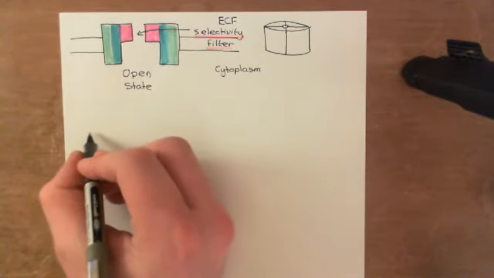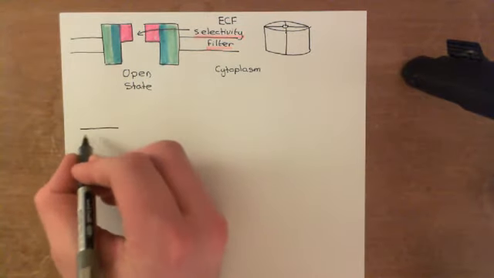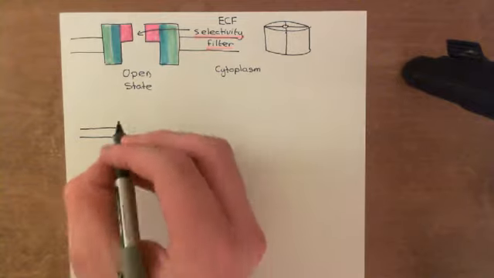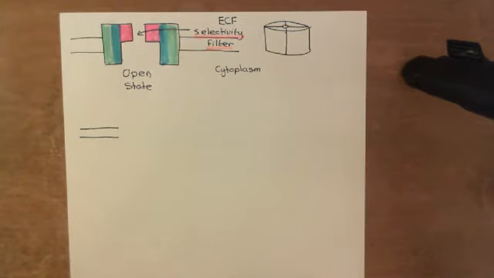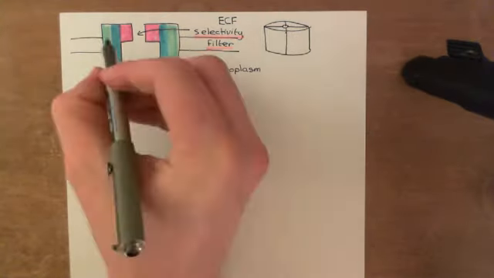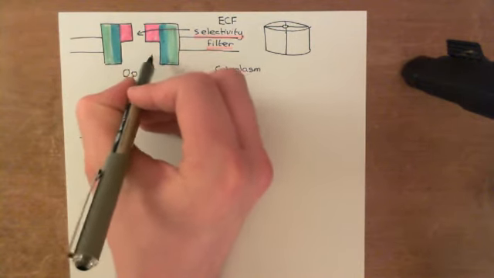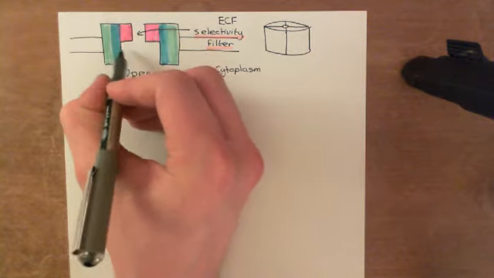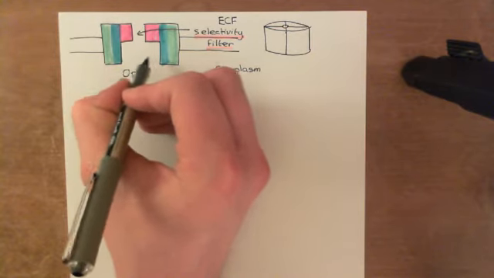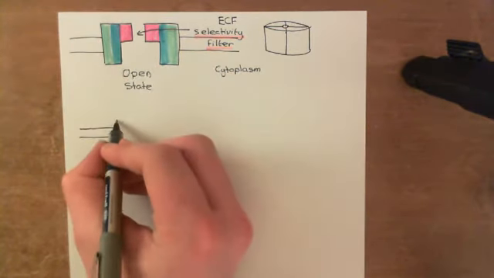So what does the closed state channel now look like? Okay, so let's now draw the closed state. What changes between the open state and the closed state is the S6 helices. The S6 helices are going to move inwards in the closed state to obstruct this intracellular aspect of the pore.